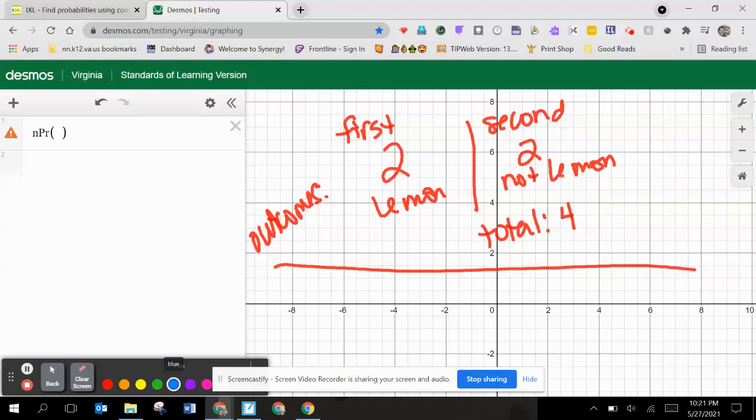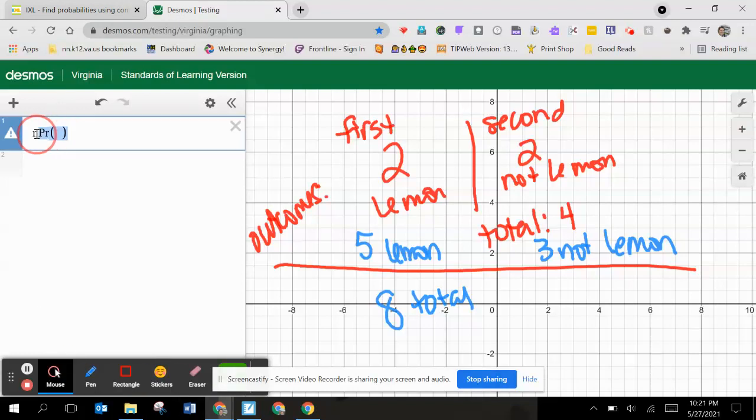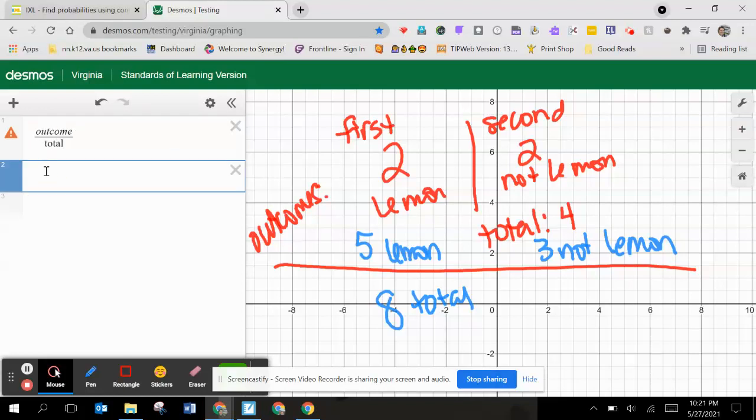Okay, well, we've got 8 sports drinks total, and we know 5 of them are lemon, which means that 3 of them are not lemon. So remember, probability is outcome over total, and we're going to start by figuring out total. Total is always the easiest.